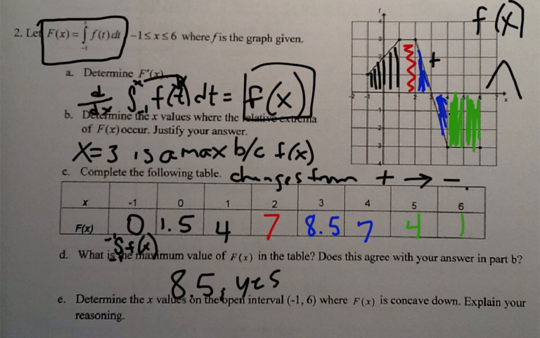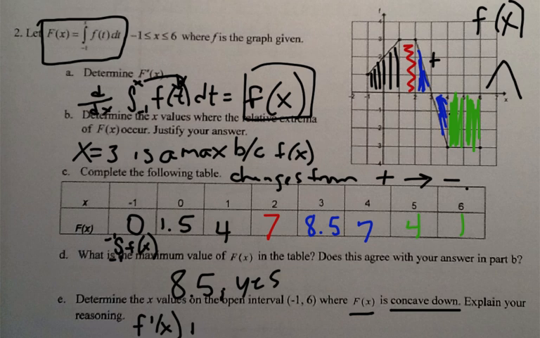E says, determine the x values on the open interval from -1 to 6 where f of x is concave down, and explain your reasoning. Okay, so concavity is by the second derivative. Now the first derivative of capital F of x was lowercase f of x, which was just looking at the values graphed in this picture. But the second derivative would be f prime of x, which means we're looking at the slope of the graph shown. So we're looking at where is the slope negative.